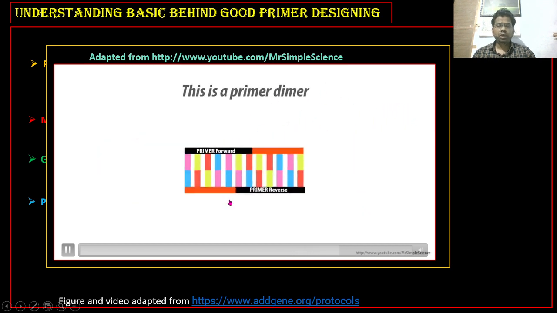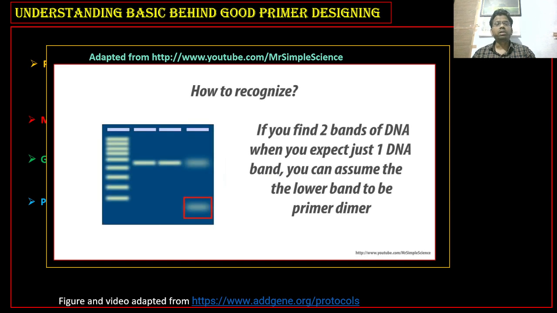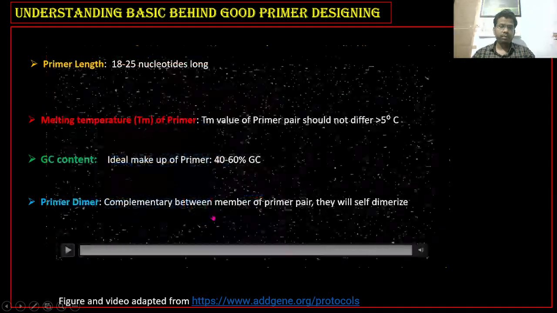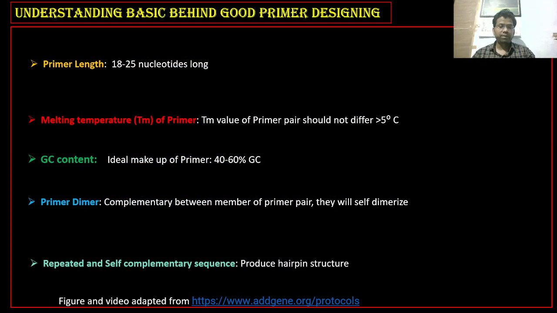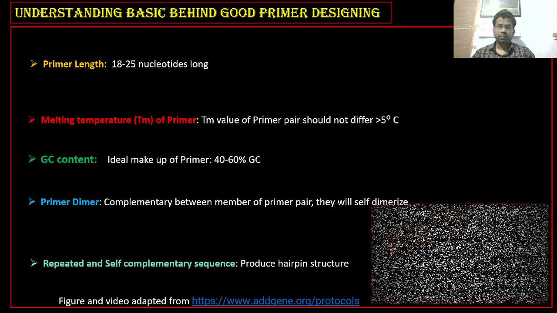So how will we recognize this primer dimer? In the gel, we find an undesired band here. So it is an undesired product, and we have to keep this in mind before designing the primer. And next is self complementarity. The primer should not be self complementary. If it is self complementary, then it will not bind to the specific segment of DNA and we will not get any product.